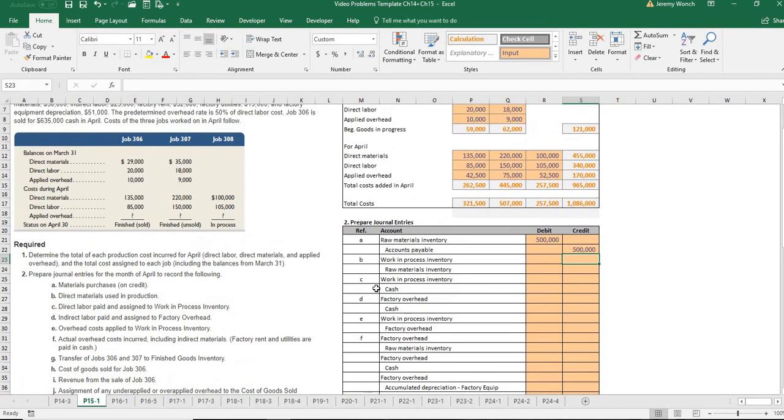All right, so our work in process: direct materials used in production. Here we're going to go to our schedule. In April, our direct materials used on these jobs is $455,000. So we increase our work in process, and when we use materials, that means it comes out of our raw materials inventory account.